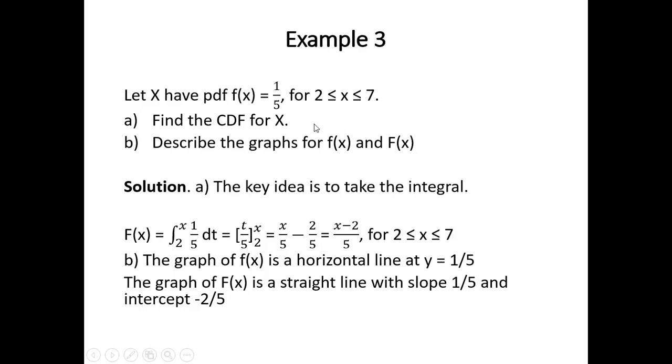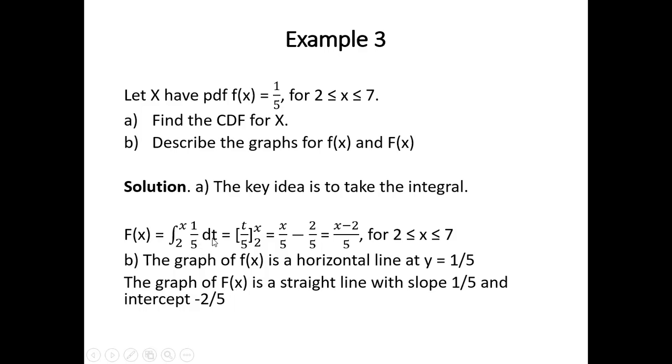All right, so to find the CDF, given the PDF, the key idea is to take the integral. We just want to make x the upper limit of integration. So our CDF is the integral from 2, right? I start from 2 because of this lower bound. And the thinking is x may be somewhere in between 2 and 7. We don't know where, but we just want to keep it as x, of 1/5.